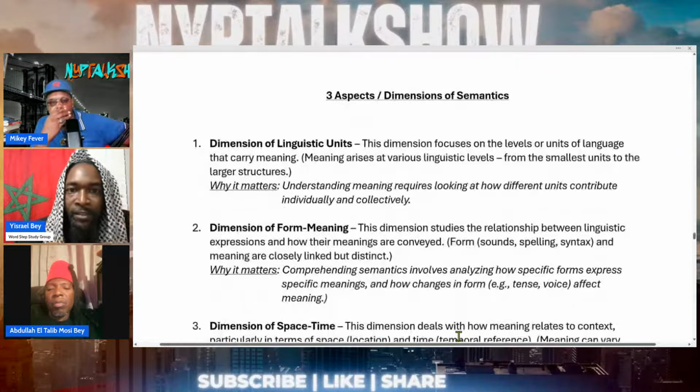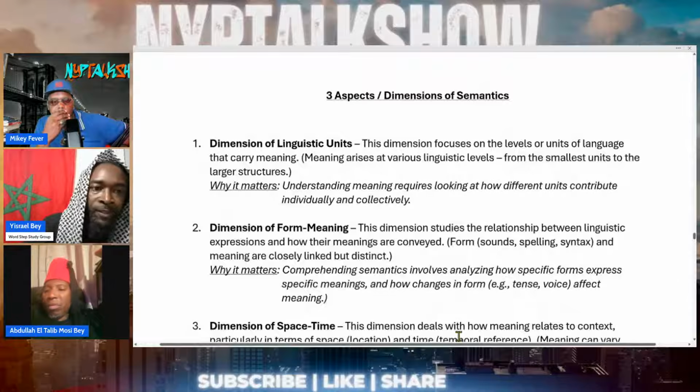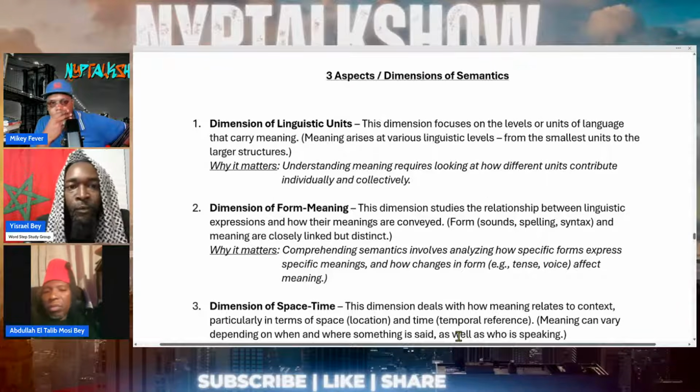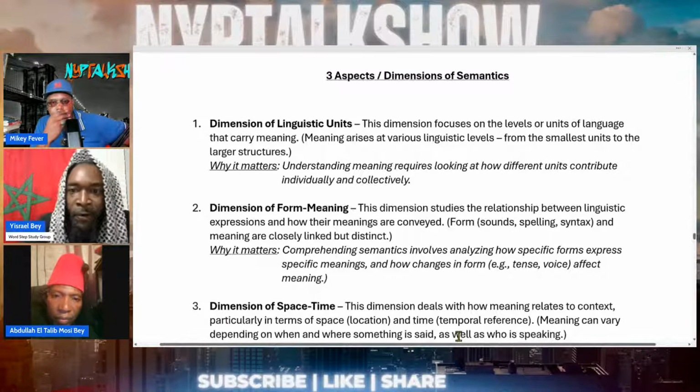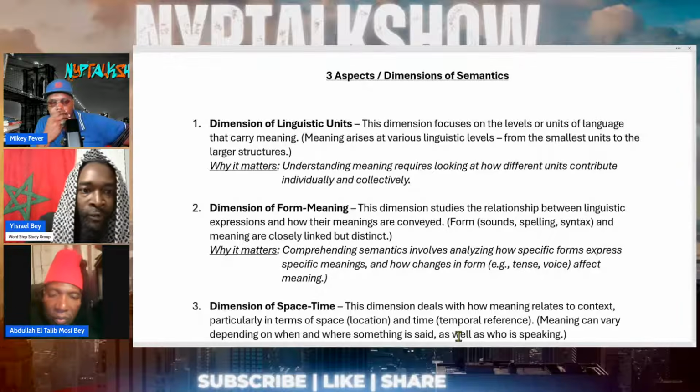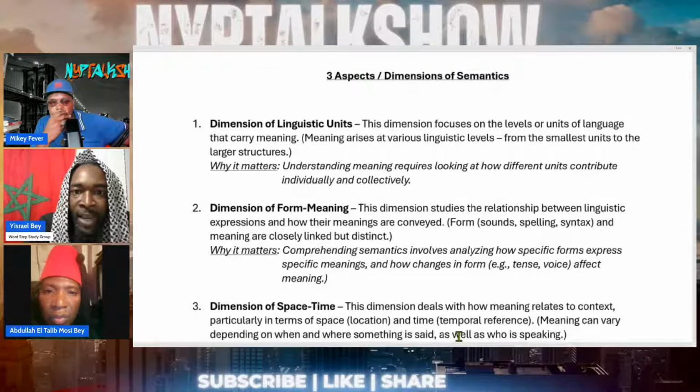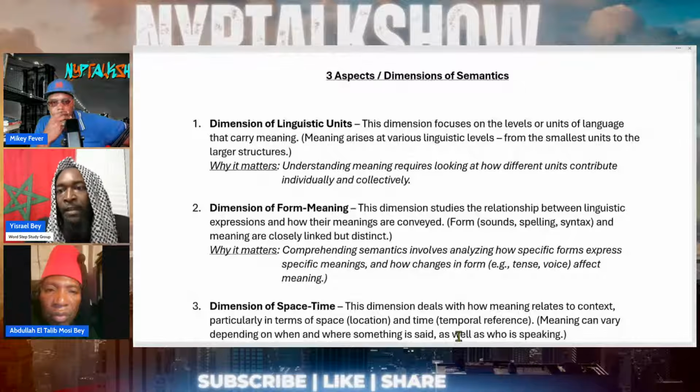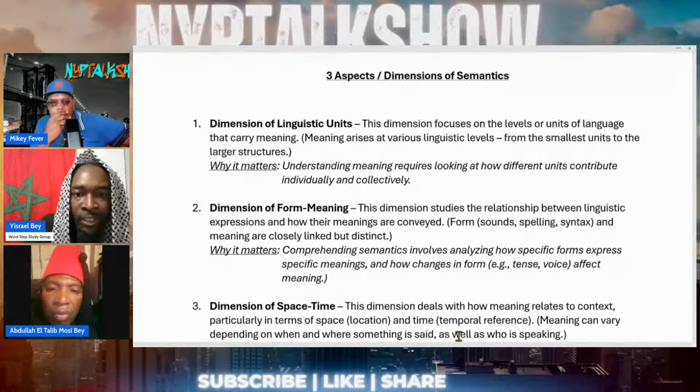Three aspects/dimensions of semantics. Number 1, dimension of linguistic units. This dimension focuses on the levels or units of language that carry meaning. Meaning arises at various linguistic levels, from the smallest units to the larger structures. Why it matters? Understanding meaning requires looking at how different units contribute individually and collectively.